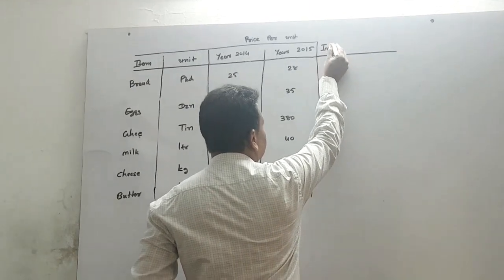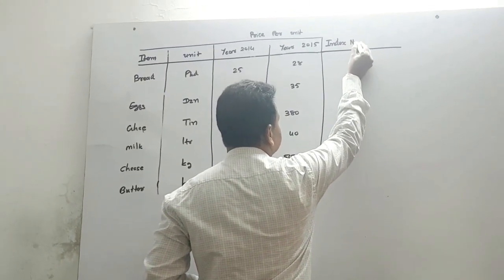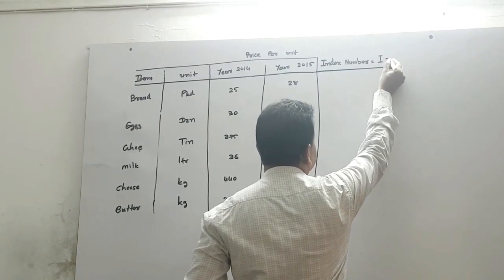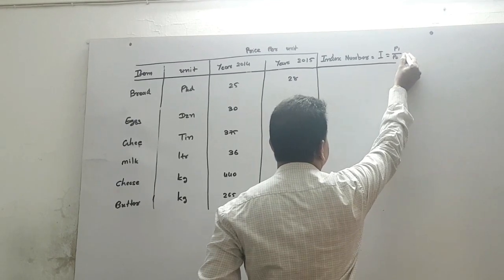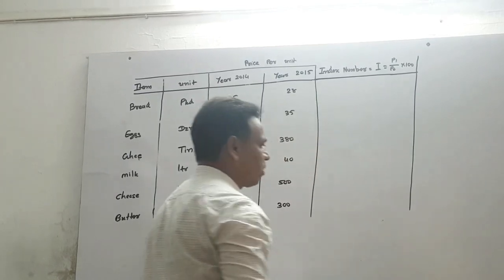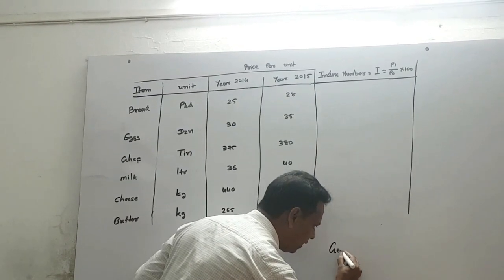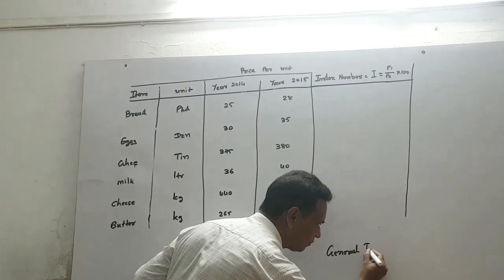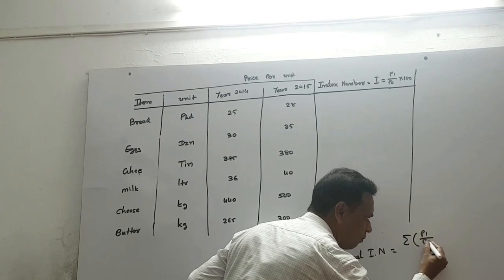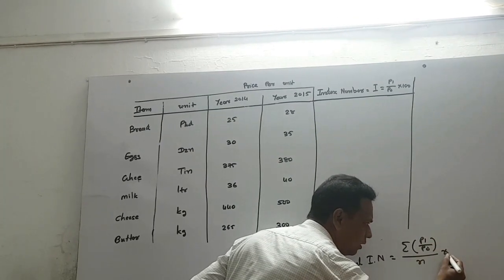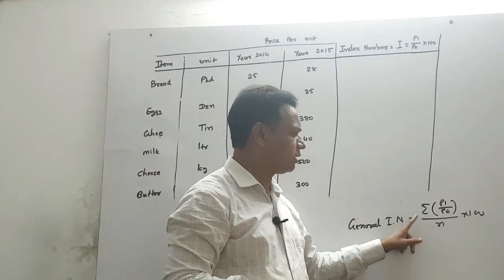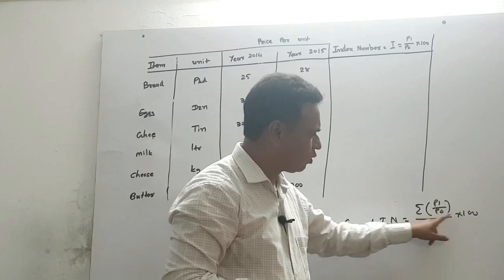Here, index number, and the formula I always mention is I equals P1 by P0 into 100. See, we have a formula to find the general index number, and that is the sum of P1 by P0 into 100, over n. This is the original formula to find the general index number.